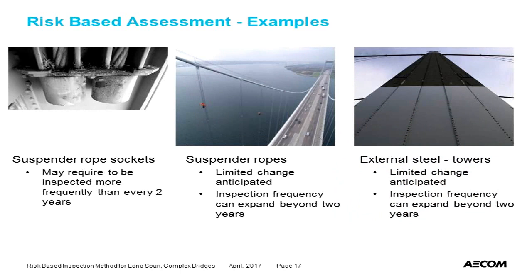If you took a quick example of a suspension bridge and some of the bridge elements or components that we would look at, the suspender rope sockets are a highly critical component of a suspension bridge, and also an area where we see a lot of deterioration, so the inspection frequency would be more frequent than every 2 years. Whereas for the length of the suspender rope, we're anticipating limited change cycle to cycle, and that inspection frequency can expand beyond the 2 years. Same goes for the external steel of the towers. Again, limited change, and that frequency could be increased. When we say the frequency can be increased, we're still doing the visual inspection. It's just the hands-on or more in-depth level of effort.